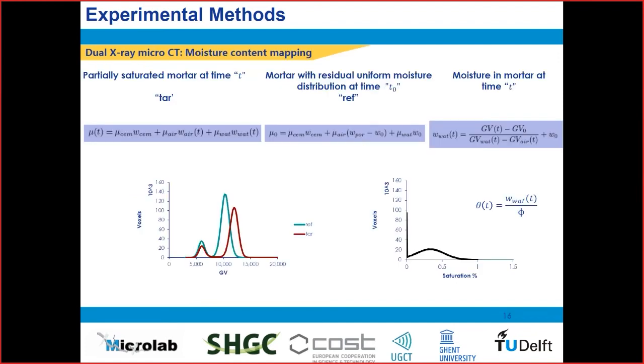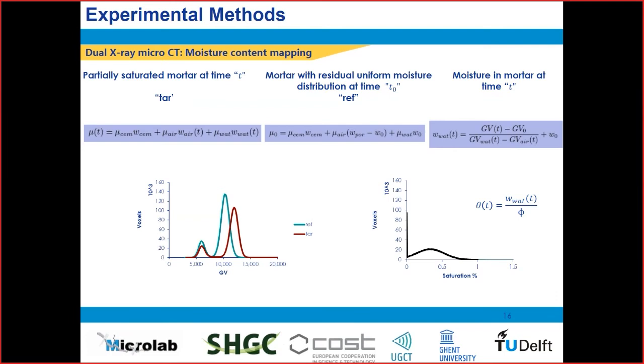So we have these couples of CT scans, and what do we do? We exploit the principle that the attenuation coefficient of a certain pixel at a certain time can be formulated as a linear combination of the attenuation coefficients of the different phases in that pixel, which in our case will be cement, air, and water, and their volumetric ratios. And this holds for every step of the way.